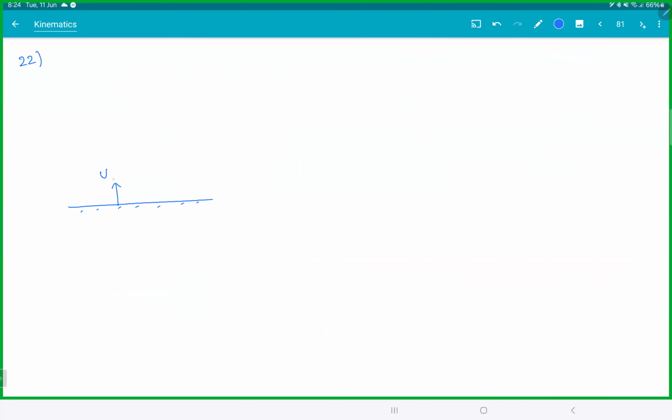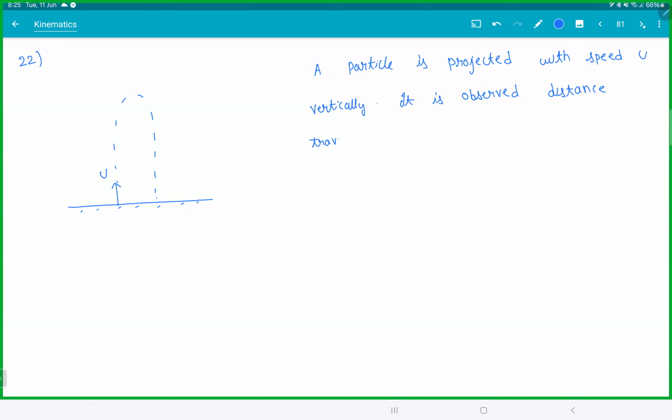A particle is projected with speed u. It is observed that the distance traveled in the fifth second and the sixth second is the same. Find u and h max.